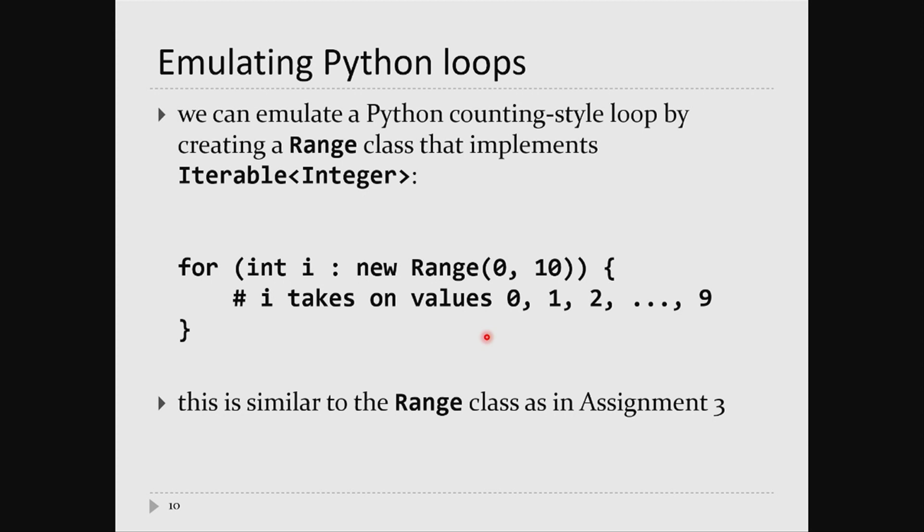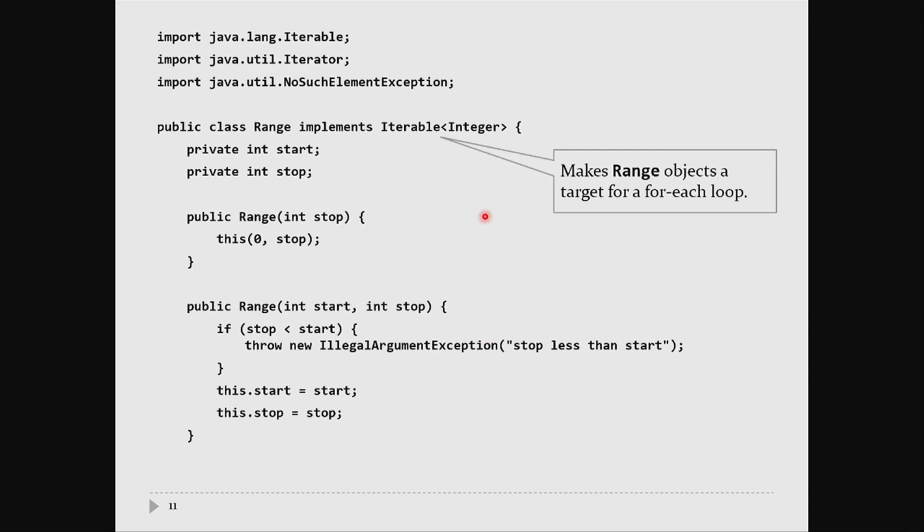So what's a range? Well, it's got a minimum value and a maximum value. So here's the range class. I want a range class that implements the iterable interface. If I do that, then that makes range objects a target for a for each loop. That is, I can write a for each loop using a range object. What does the range have?